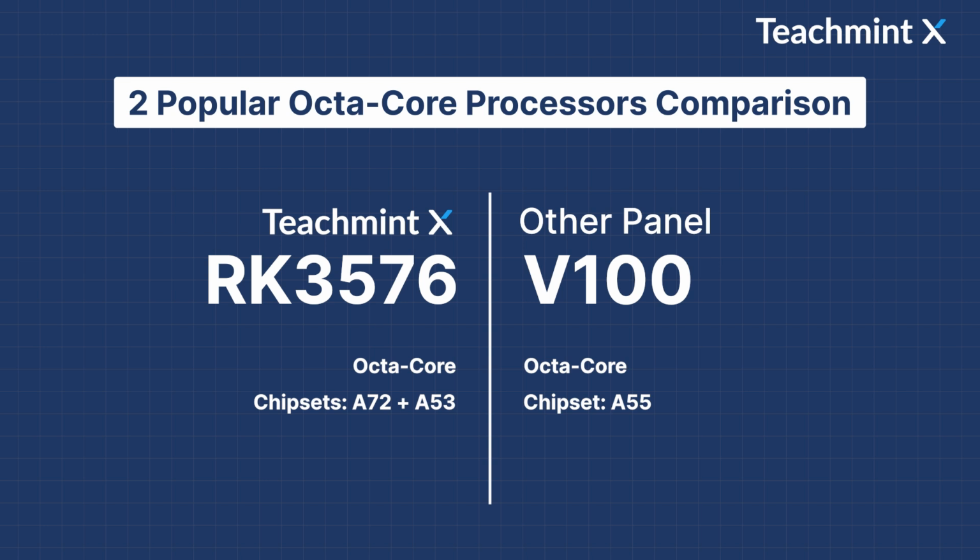Another difference comes with the clock speed of both processors. The A72 cores have a clock speed of 2.21 GHz and the A53 cores have a clock speed of 2.02 GHz. Whereas for the V100, the A55 chipset provides each core with only 1.2 GHz.